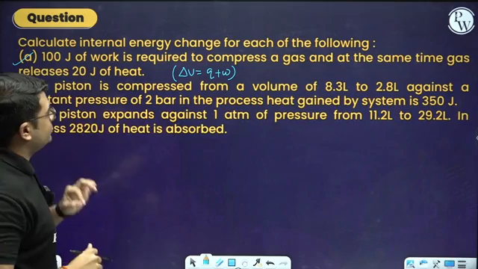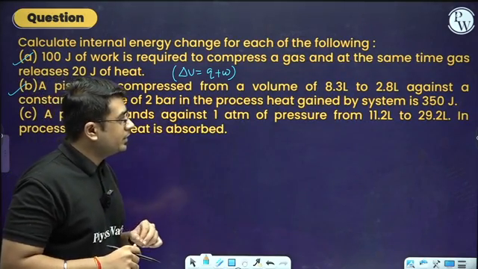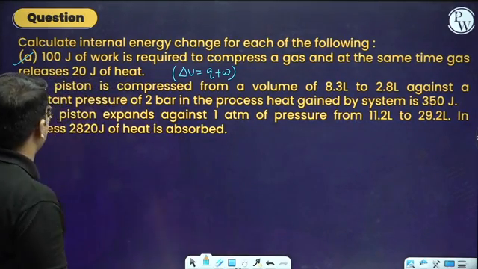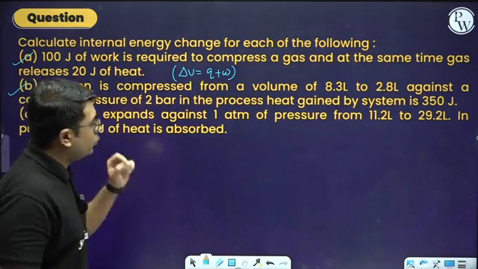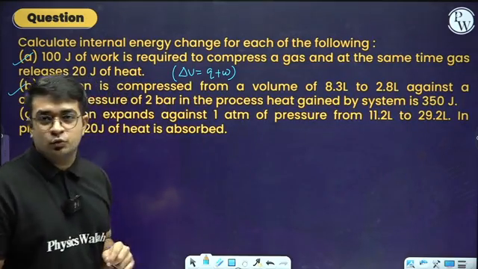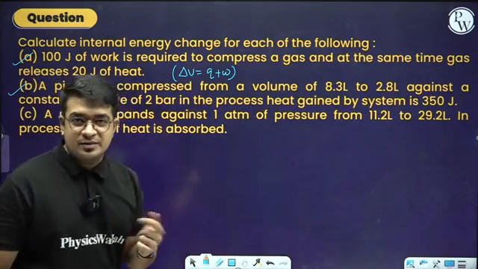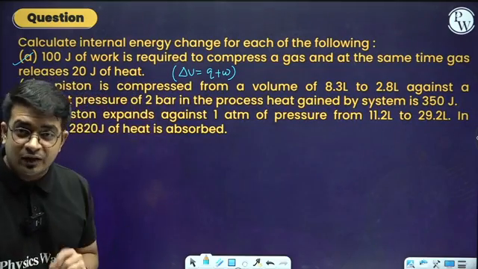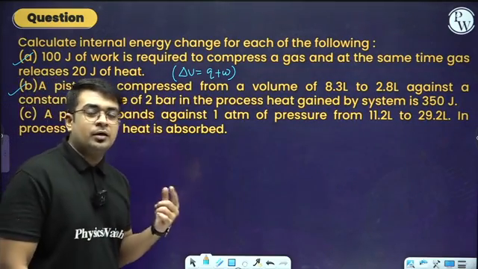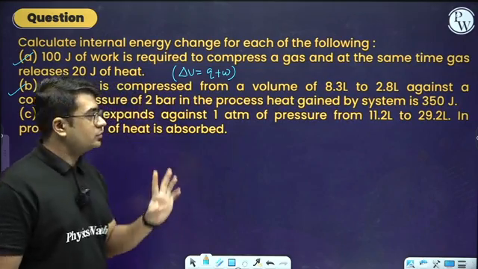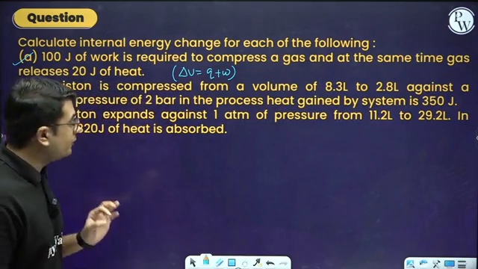Part B: a piston is compressed from a volume of 8.3 liter to 2.8 liter against a constant pressure of 2 bar. In the process, heat gained by the system is 350 joule. So heat is already given, which is plus 350. You have to calculate the PV work done. So that will be minus P external into V2 minus V1. You just have to put in the values. I have given you the hint.